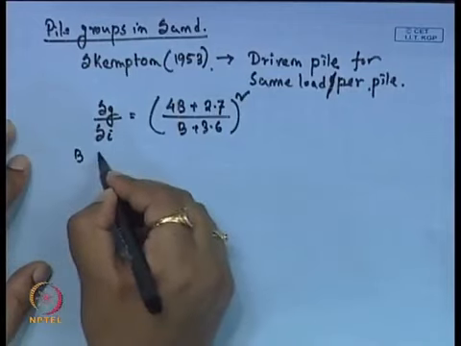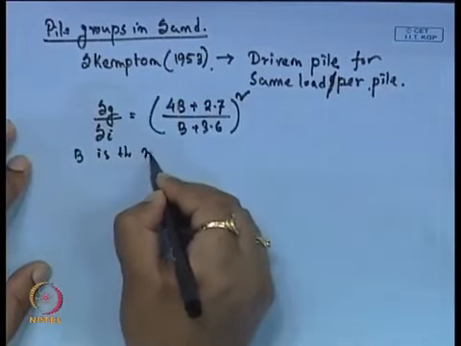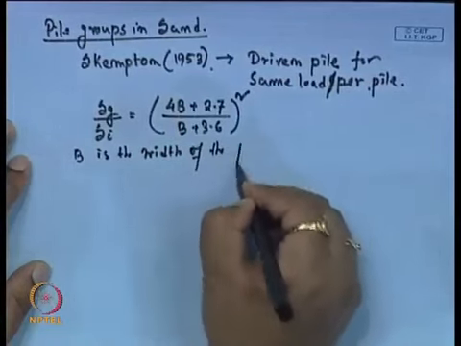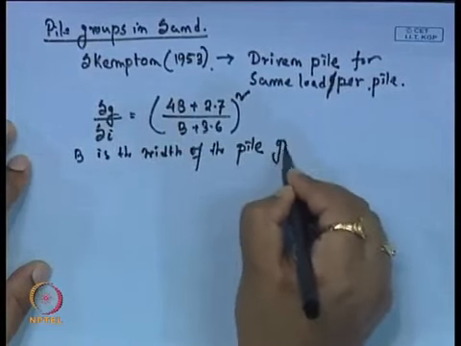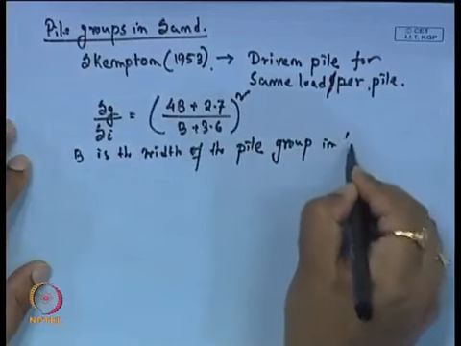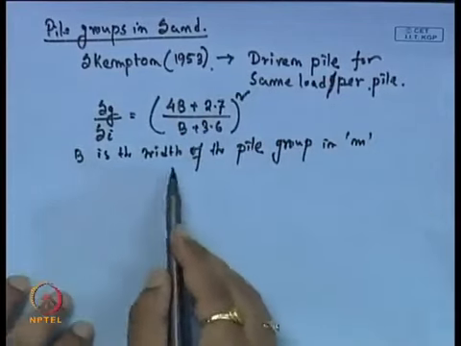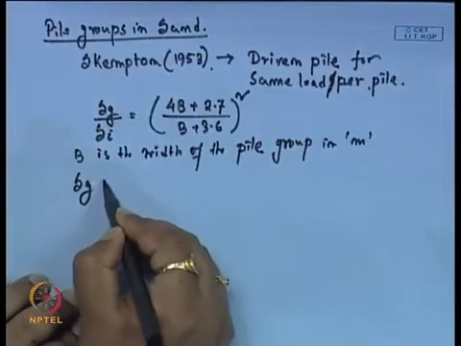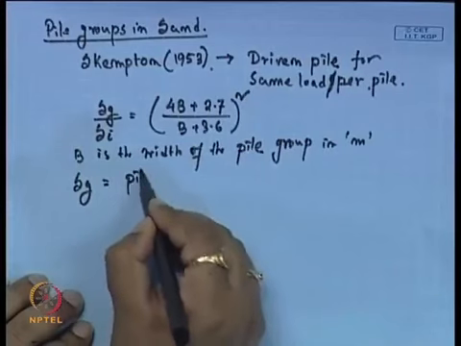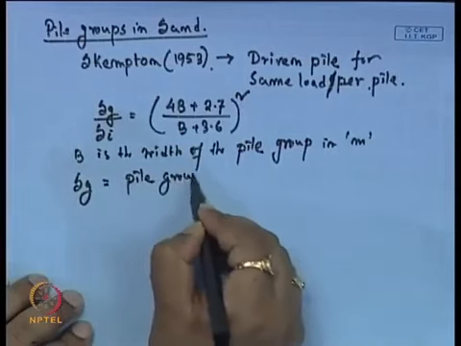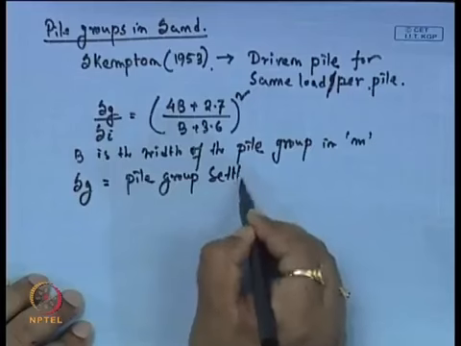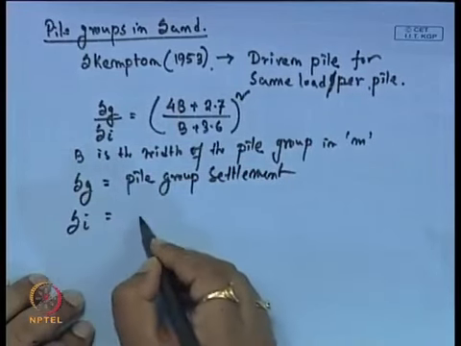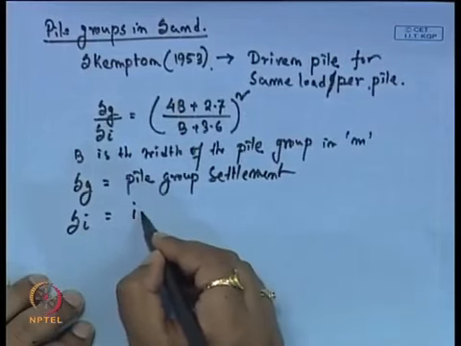Here B is the width of the pile group in meters, SG is the pile group settlement, and SI is the individual pile settlement.